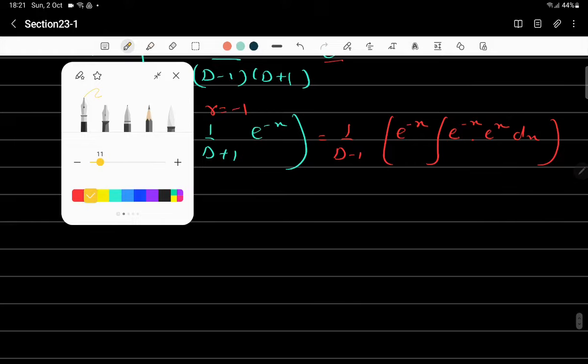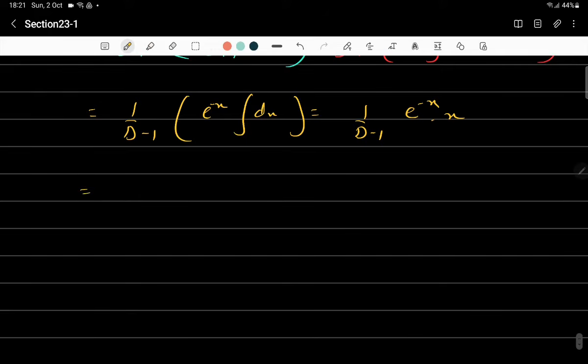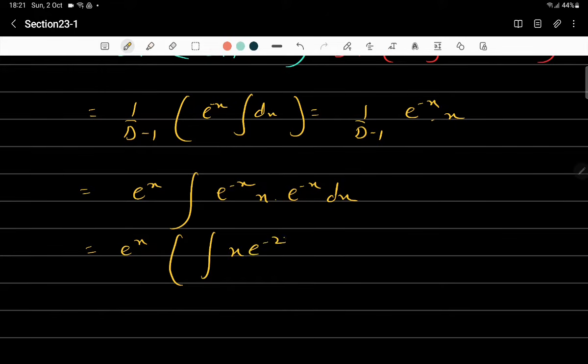So if you substitute the values, then this will become 1 by D minus 1 and e raised to the power minus x integration dx. Now r is 1, so it becomes e raised to the power x integration e raised to power minus rx, then x e raised to the power minus x dx. Now I simply need to integrate x e raised to the power minus 2x dx.